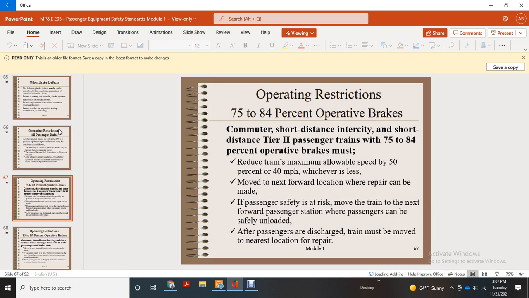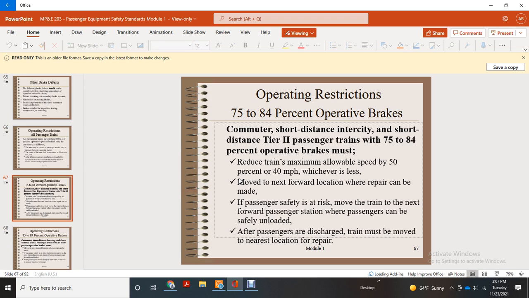Operating restrictions from 75 to 84% operative brakes. Commuter, short-distance intercity, and Tier 2 passenger trains with 75 to 84% operative brakes must reduce the train's maximum speed by 50% or to 40 miles an hour, whichever is less. Move to the next forward location where repair can be made.